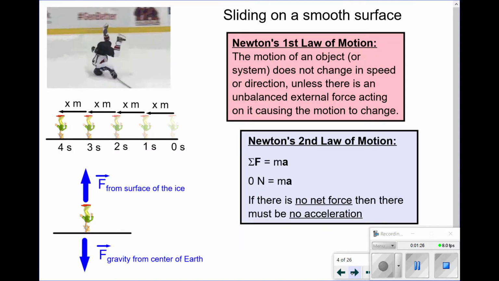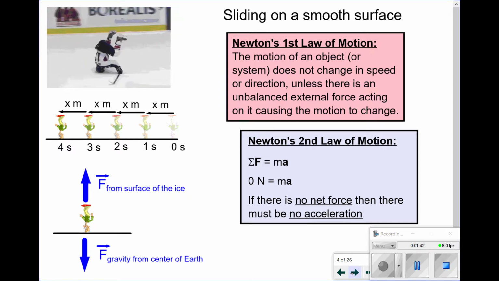In the past, we've looked at motion with a constant velocity, which means a constant speed and a constant direction. Nothing in the motion changes. An example of that is when I have an object that slides on smooth surfaces, such as ice, if the surface is flat.